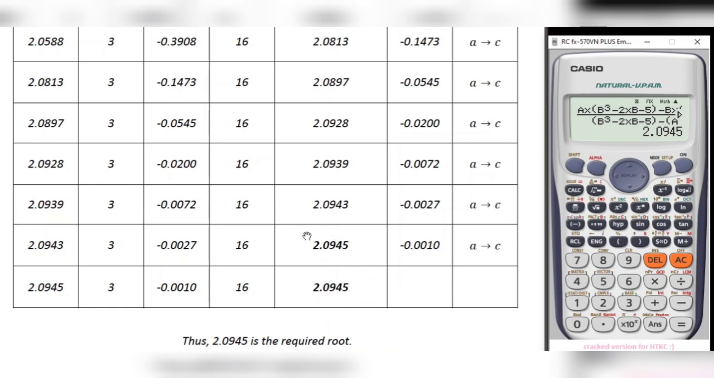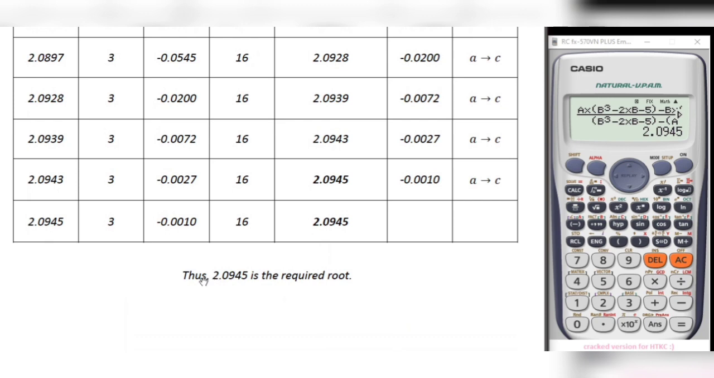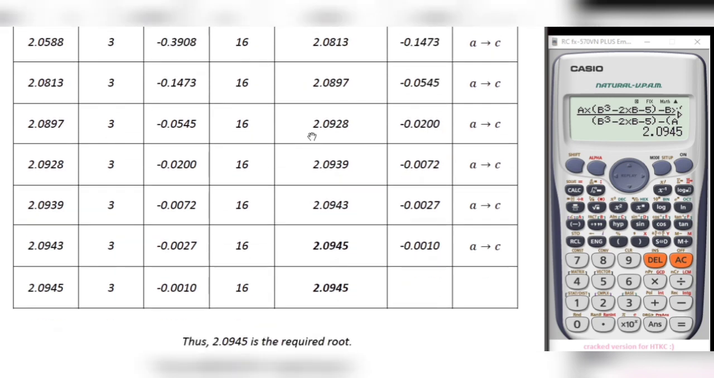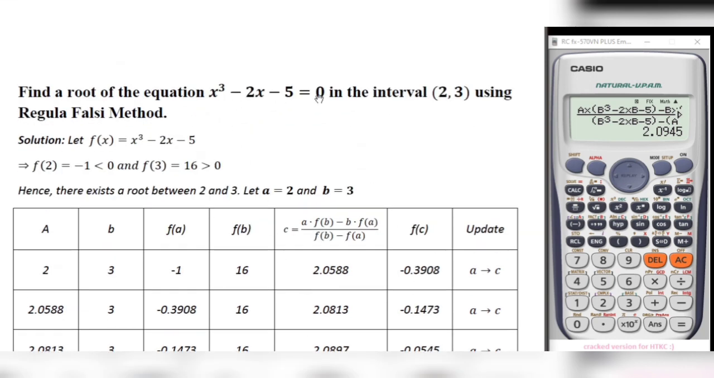Once you get a similar value for c in consecutive steps, you are done. So that is the required root, 2.0945. It's the required root of this equation in this interval.